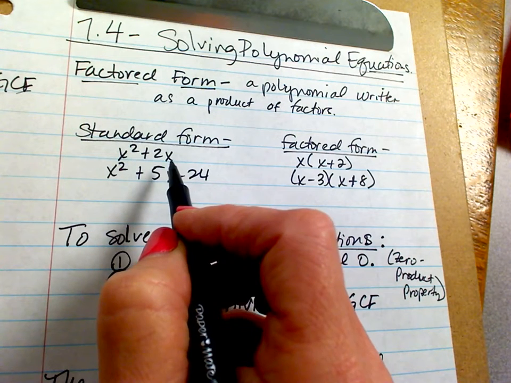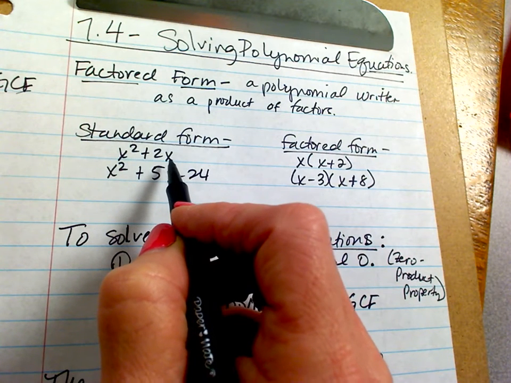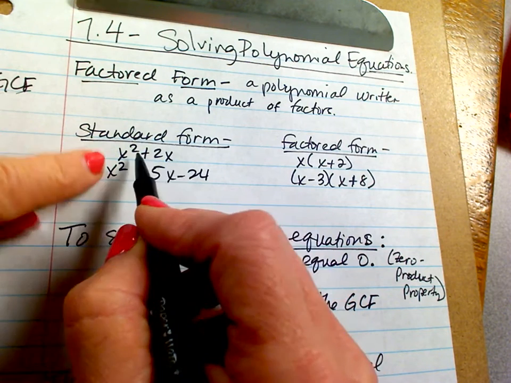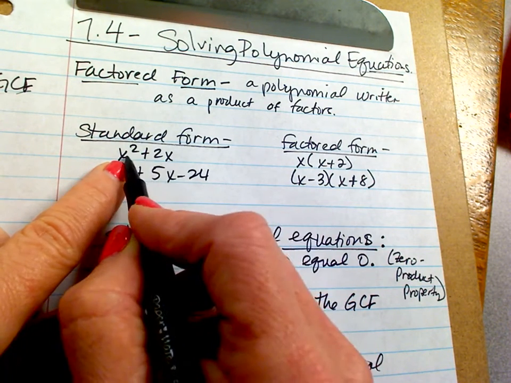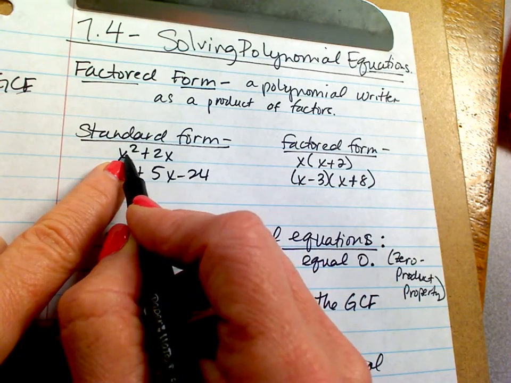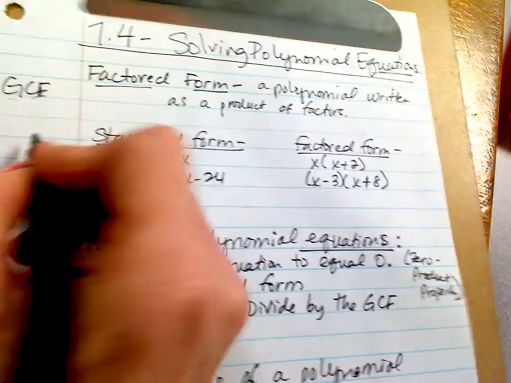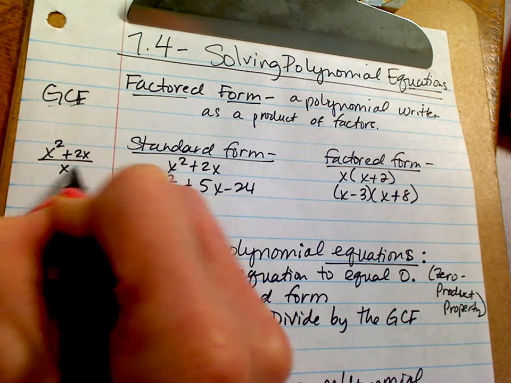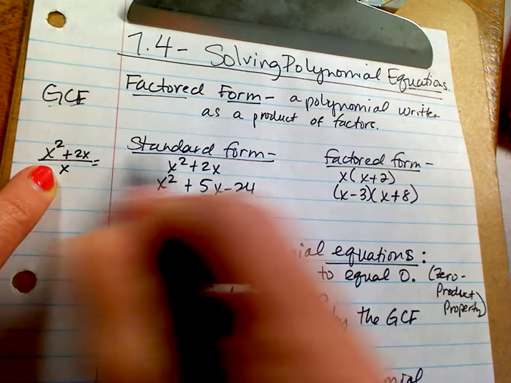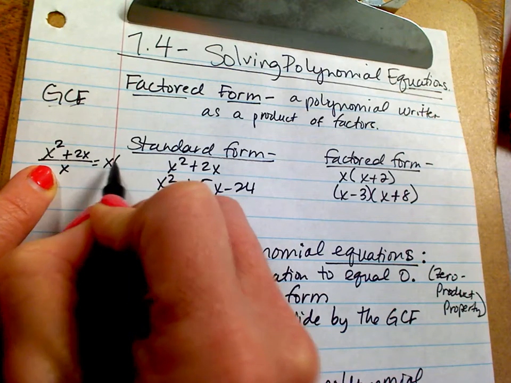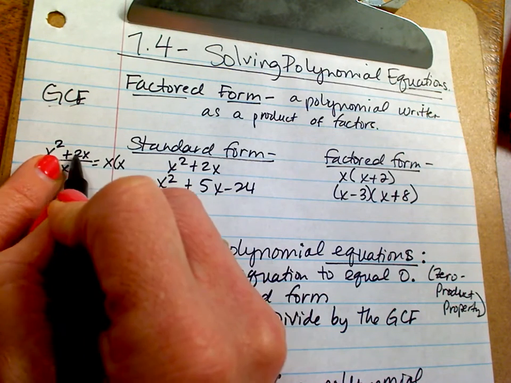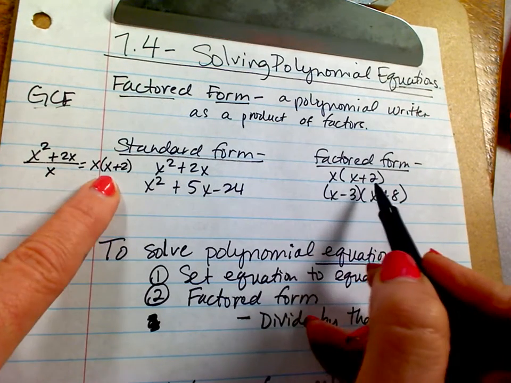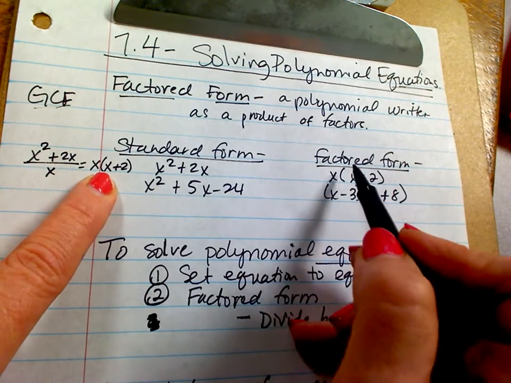So it's like undistributing, which is actually, instead of distributing, which is multiplication, you're really dividing. You're dividing each of these terms by x. If I divide x squared plus 2x by x, you're taking out the x. X squared divided by x is x. 2x divided by x is 2. And so you're really undoing what you've just been doing.